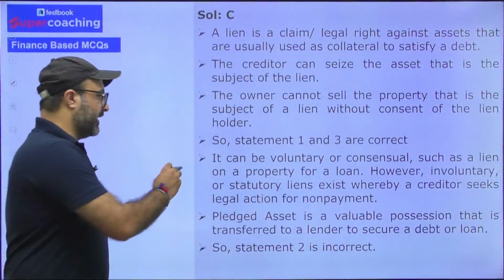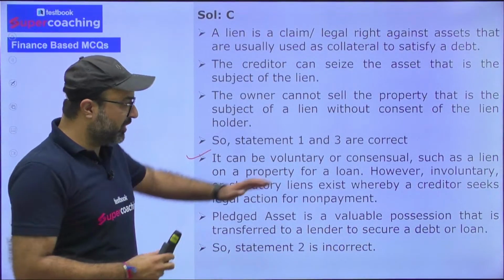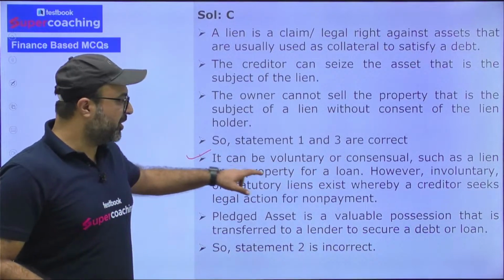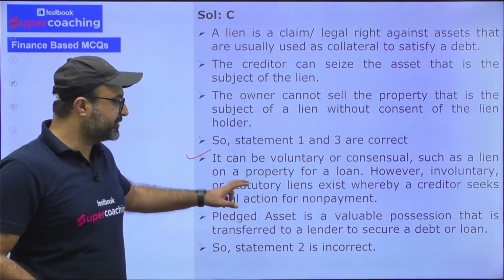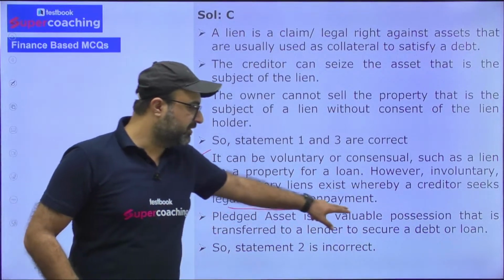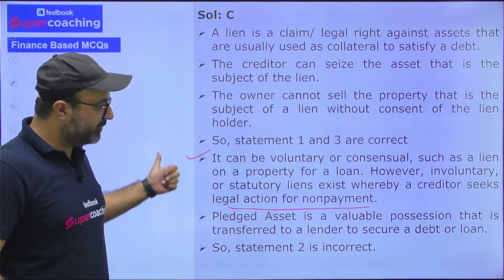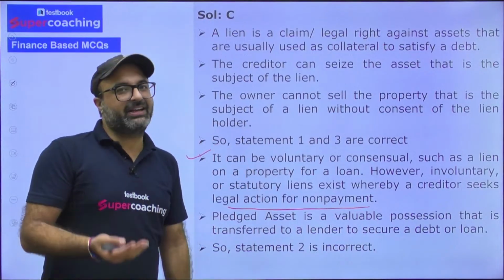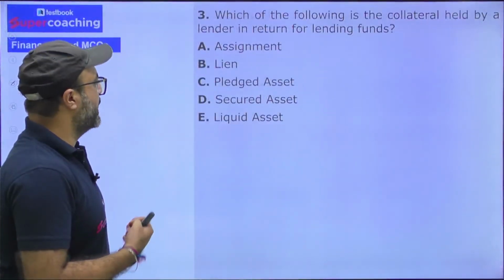So what I was trying to say, it can be voluntary, such as a lien on a property for a loan. However, an involuntary or statutory lien exists whereby a creditor seeks legal action for non-payment. But in case of pledge, possession is basically transferred. Moving on to the third question.